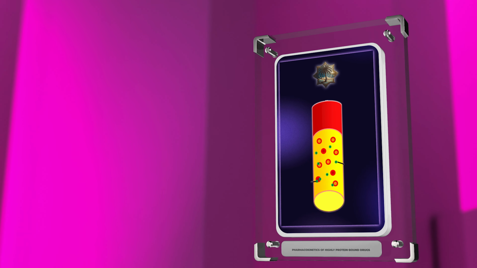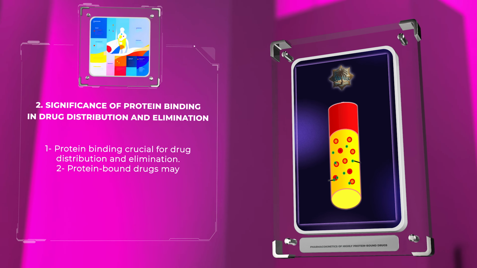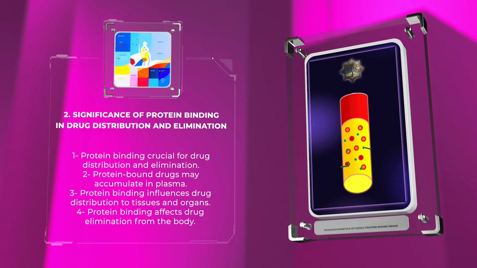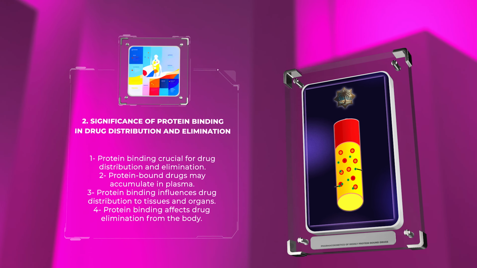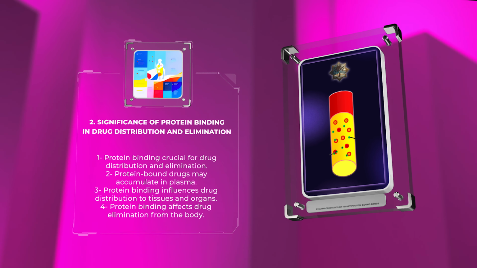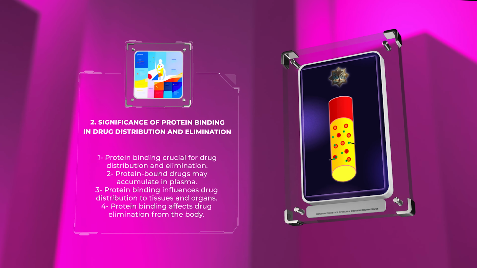Protein binding plays a crucial role in drug distribution and elimination. When a drug binds to a protein, it becomes less free and may accumulate in plasma. This protein-bound fraction influences the drug's distribution to tissues and organs and affects its elimination from the body.